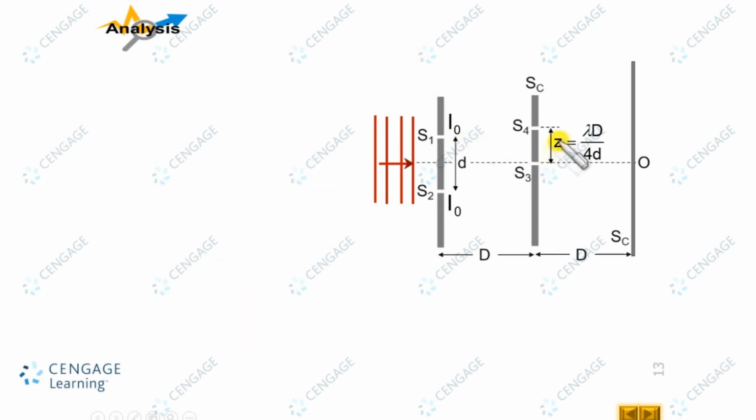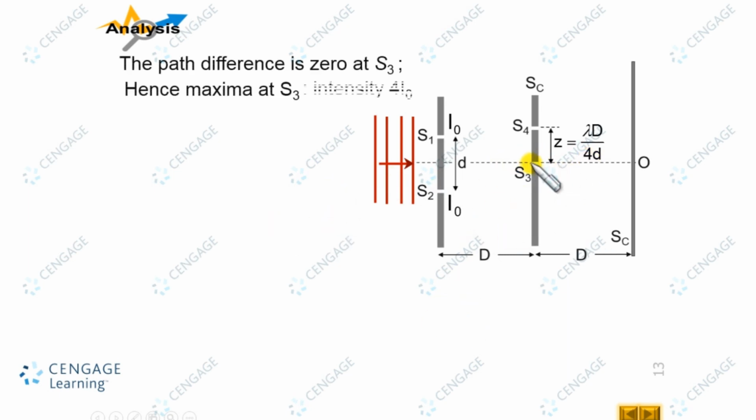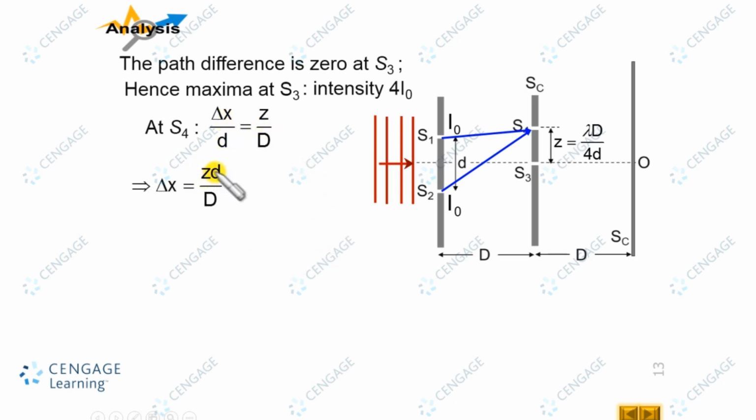In the third part, Z equal to lambda d divided by 4d, right? And for S3, there will be no change because we will have the maxima, that is 4I naught. Now, for calculating the intensity at S4, let us calculate the path difference. Same relation we will use. Now, we can write delta x equal to Z d divided by capital D. We can substitute the value of Z equal to lambda d divided by 4d. This and this and this and this will get cancelled, right? That means lambda by 4.